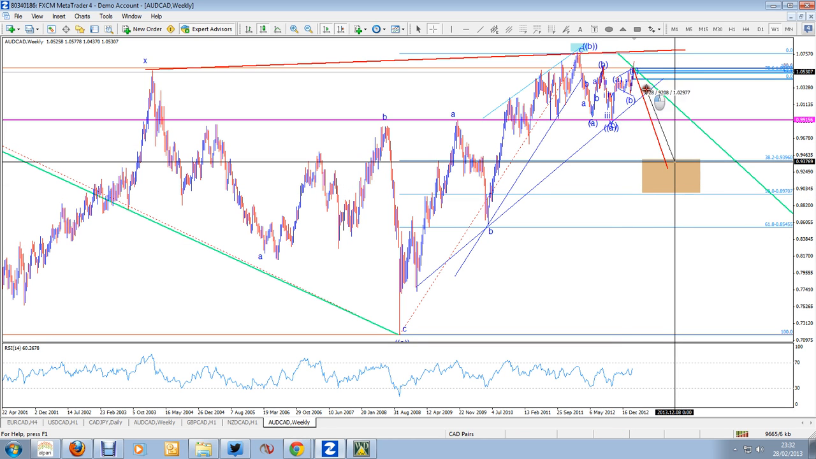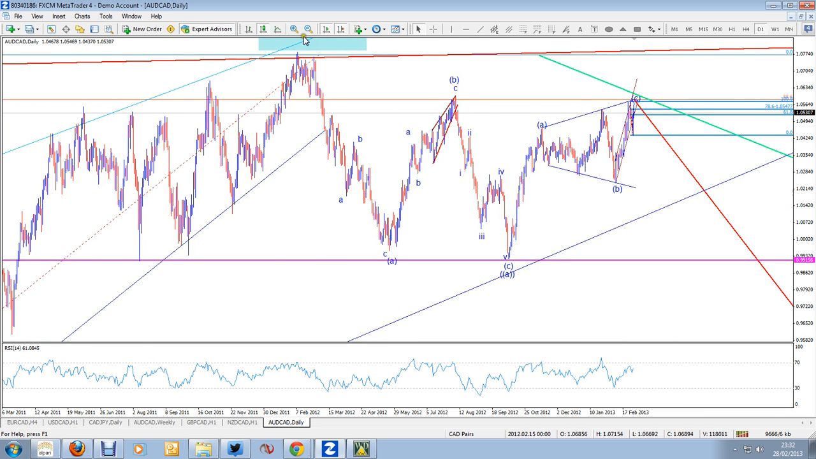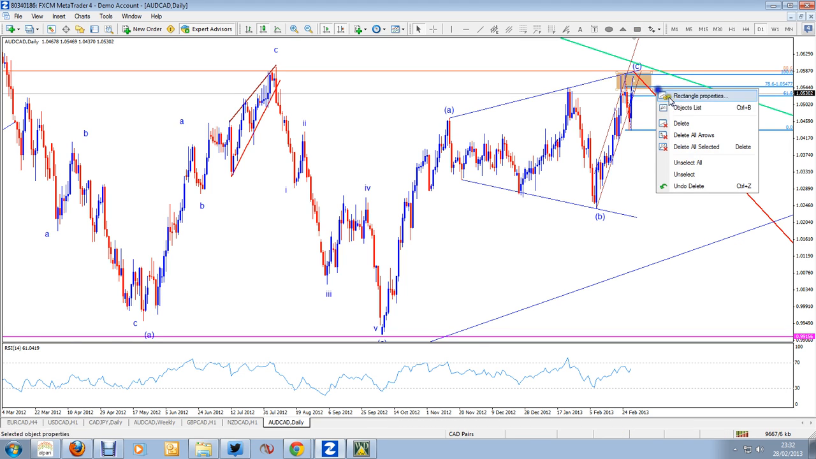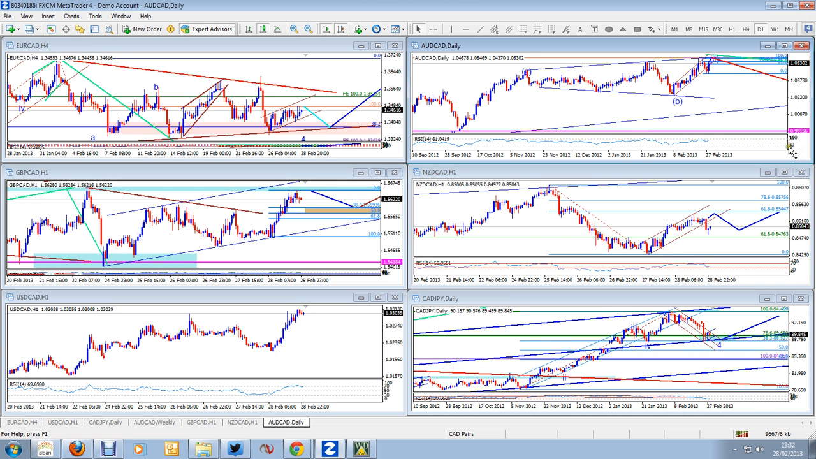So if you go to 94, then from the current level we're talking about nearly 1100 plus pips. So that could be fairly useful and very substantial. So it's potentially a short lining up, and it could be ready to short almost now. Okay, that's the Aussie CAD.